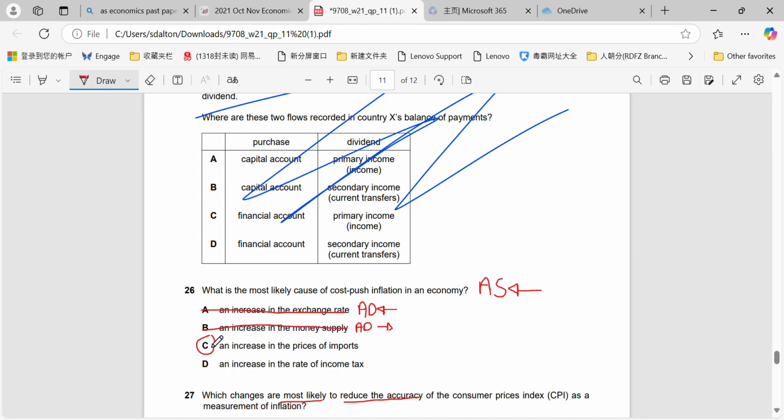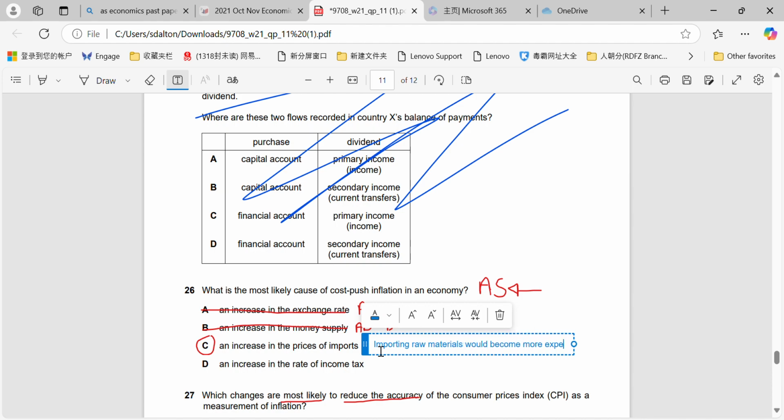Increase in the price of imports, however, would, because importing raw materials would become more expensive. Importing raw materials becomes more expensive. What that does is it makes the cost of production for domestic companies go up, and then that would cause aggregate supply to move to the left, which would equal cost push inflation generating.